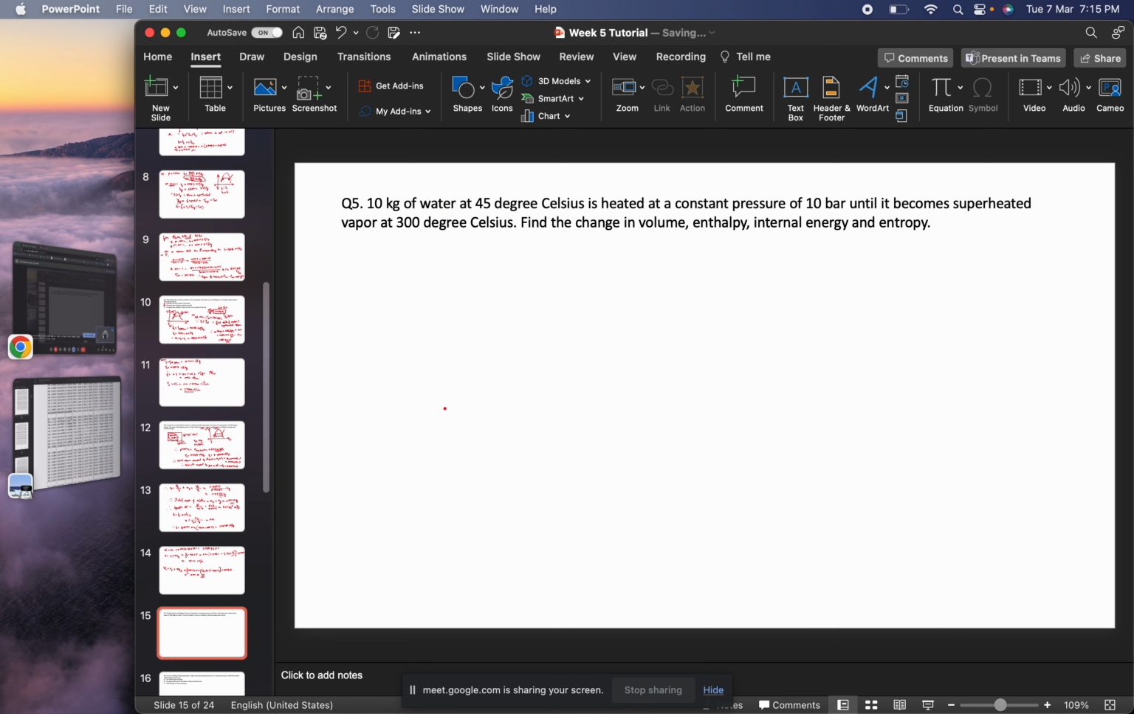Next is 10 kg of water at 45 degrees Celsius is heated at a constant pressure of 10 bar until it becomes superheated at 300 degrees Celsius, okay. Then find the change in volume, enthalpy and internal energy and entropy, okay. So mass of water is given, basically the entire mass is given.